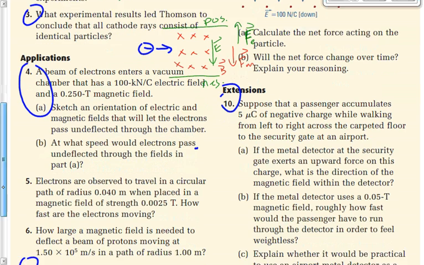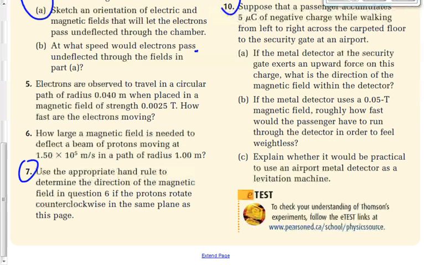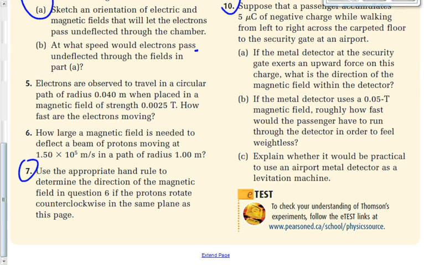Seven, use the appropriate hand rule to determine the direction of the magnetic field in question 6 if protons rotate counterclockwise in the same plane as this page. So here's positive particles going counterclockwise. We're going to use a right-hand rule for deflection here. Thumb in the direction of the particle. Initially, that particle is going which way? To the right, right? So we're going to say thumb to the right down here.